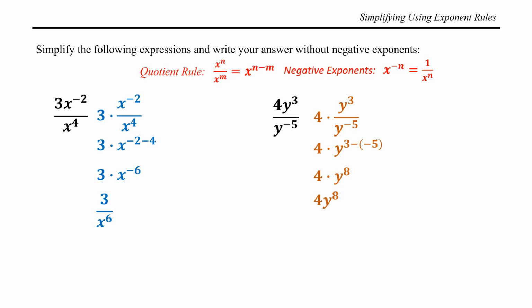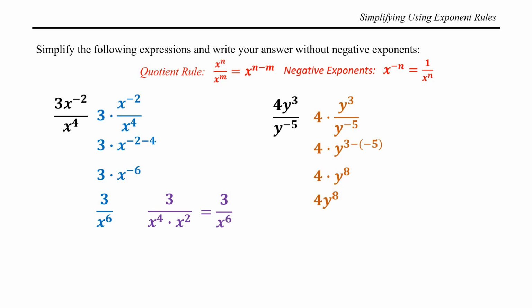Now both of these can be solved another way, and a quicker way, by using the negative exponent rule right away. And if we did that, for the first one, our 3 times x to the power of negative 2 over x to the 4th, we can move that x to the power of negative 2 to the denominator right away. So we'd have 3 over x to the 4th times x squared, and using the product rule, we would end up with 3 over x to the 6th.